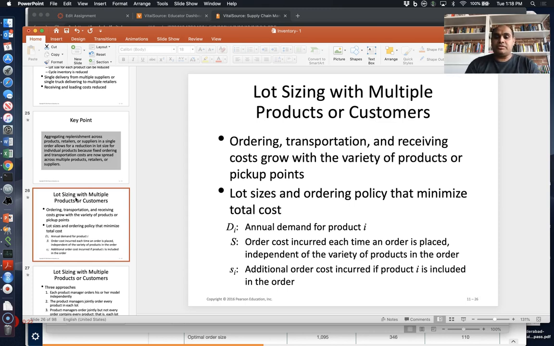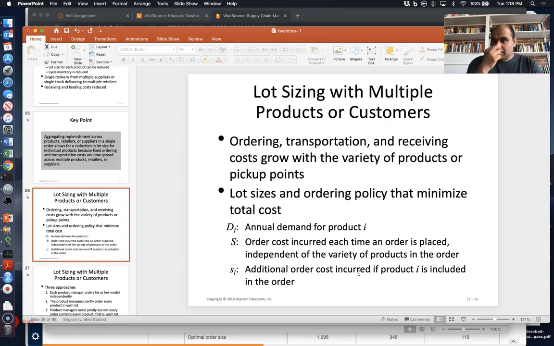So what we'll do is we'll just assume that there's a subscript for each product. So D_i is the annual demand for product i. And when you're looking at ordering costs, there are usually two types of ordering costs that you incur. One is a fixed ordering cost that is incurred every time an order is placed, irrespective of which item is ordered. And s_i is an additional ordering cost incurred when that particular product i is ordered.